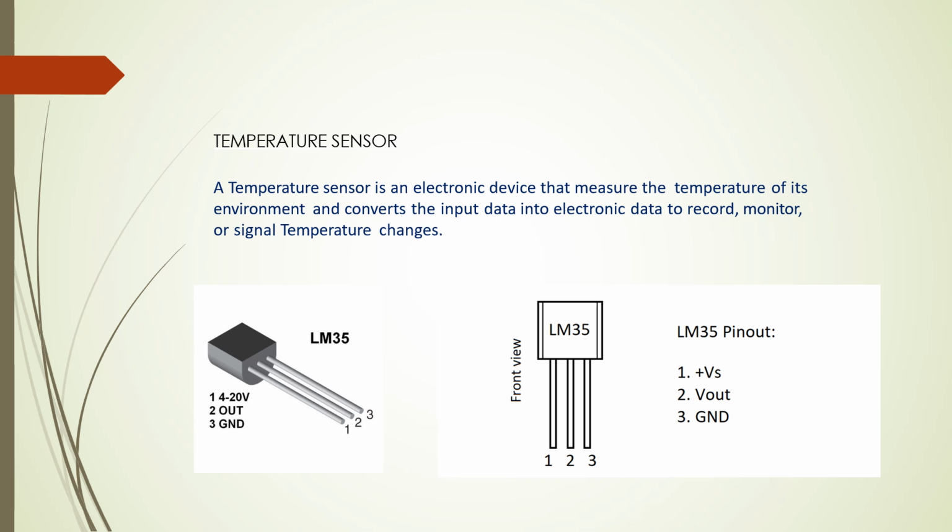And coming to LM35, it is a temperature sensor. It has 3 pins. The first one is supply, the second one is output, and the third is ground. This is a side view of LM35, and this is a front view, and these are the pins. We read from left to right.